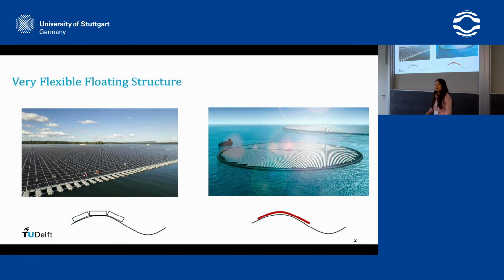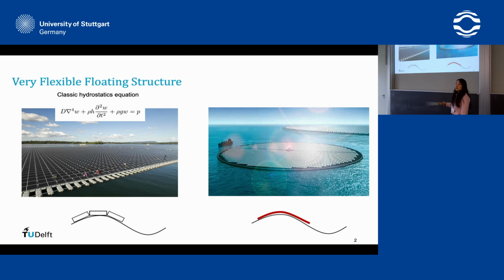So I'll start with our application, which is this very flexible floating structure. In the Netherlands, we have a very serious land shortage. So we try to build this kind of solar farm on top of the sea. This is a traditional solar farm. You have this kind of platform, and you have something like a beam structure on top of it. And this is our application. We have this very flexible membrane-like platform. So in theory, what's the difference between them?